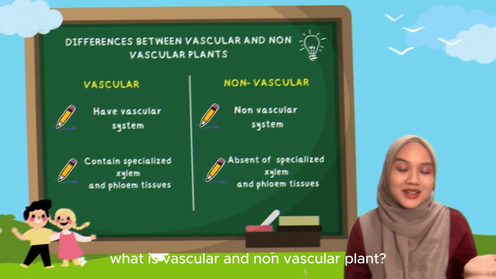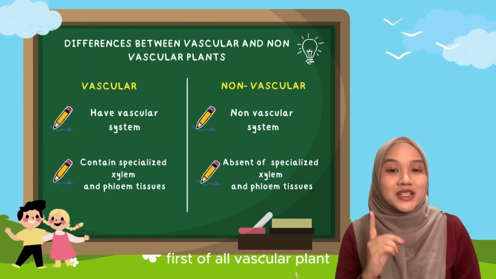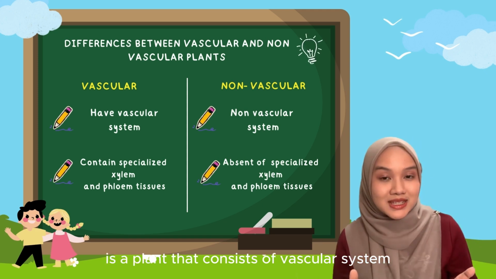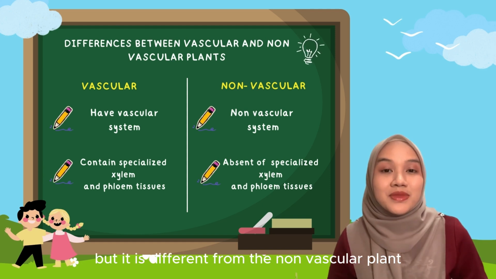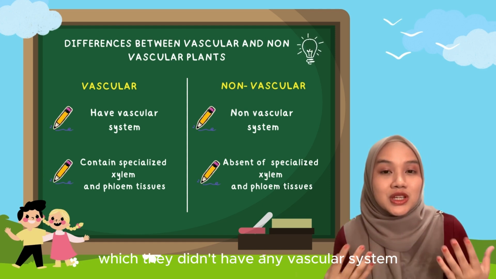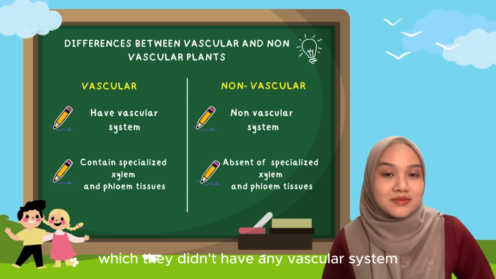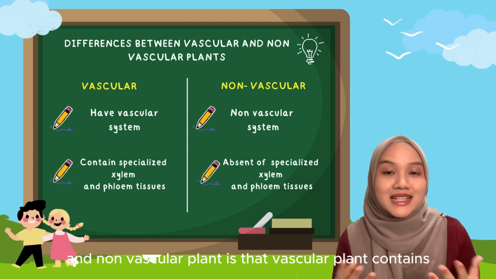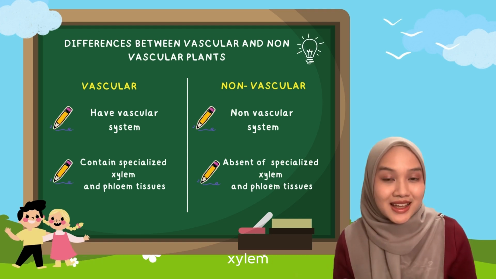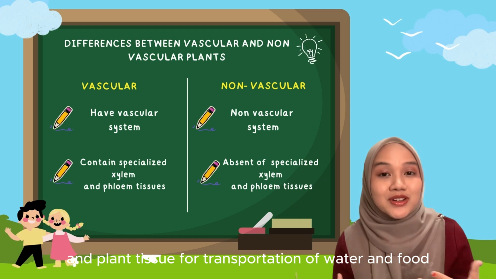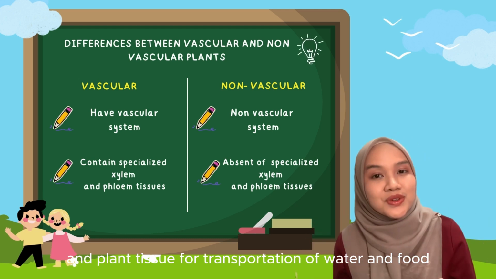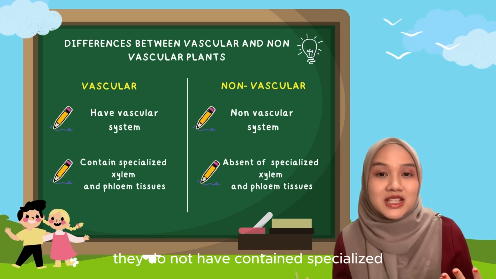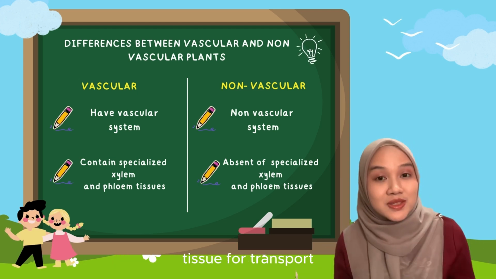So what are vascular and non-vascular plants? First of all, a vascular plant is a plant that consists of a vascular system, but it is different from the non-vascular plant, which does not have any vascular system. The main difference between vascular and non-vascular plants is that vascular plants contain xylem and phloem tissue for transportation of water and food, while non-vascular plants do not contain specialized tissue for transport.